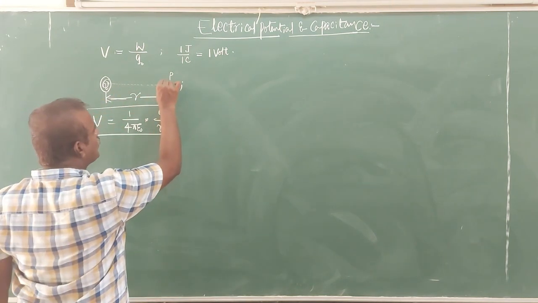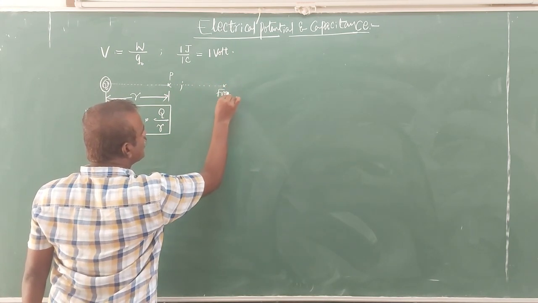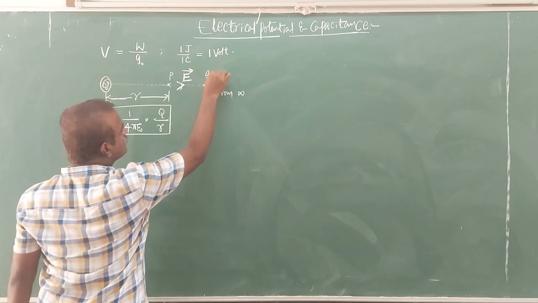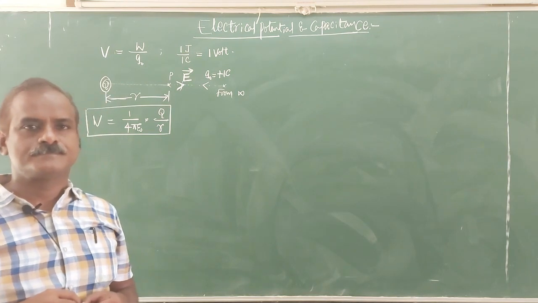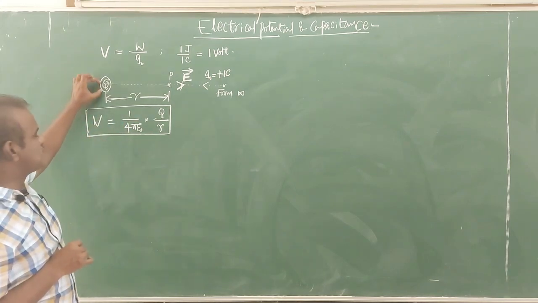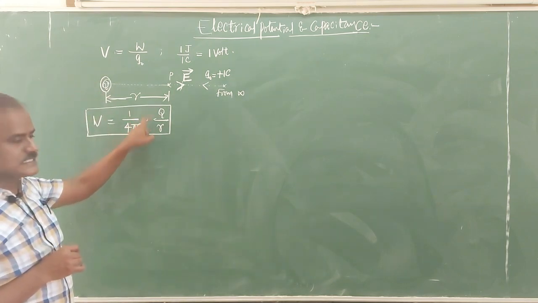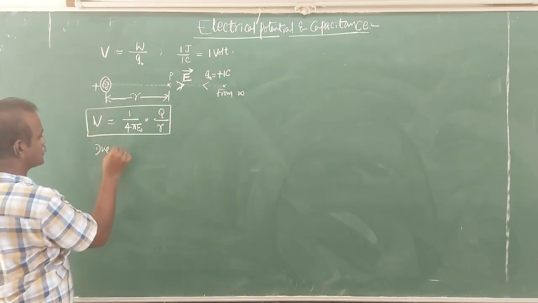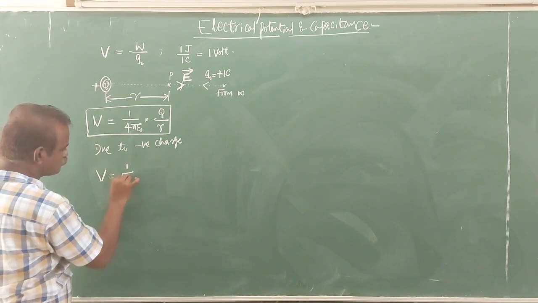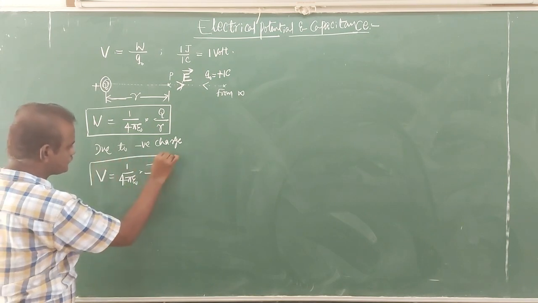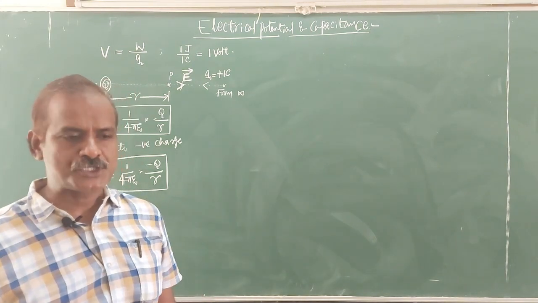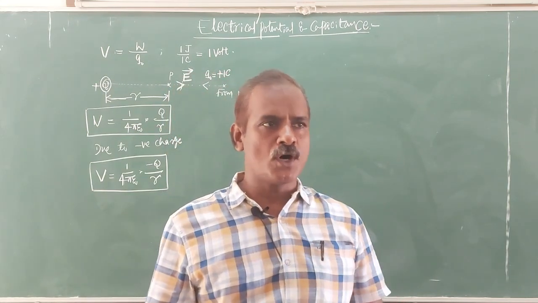And it is done by means of work done in bringing a charge from infinity to a given point against the electric field. Against the electric field, what is brought? Q naught, which is plus 1 coulomb. Remember, students, if it is a positive charge, potential becomes positive. If this is a negative charge, the potential due to a negative charge we have to write with the minus sign. Due to a negative charge, the formula becomes minus Q by R. So accordingly, students, potential due to a positive charge is positive potential. Potential due to a negative charge is negative potential.